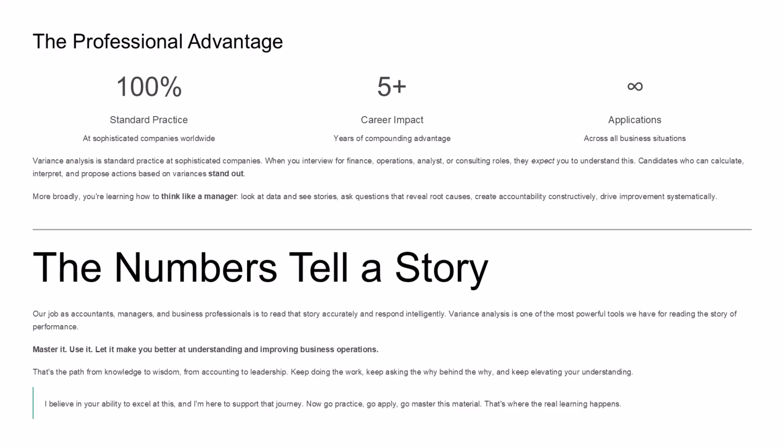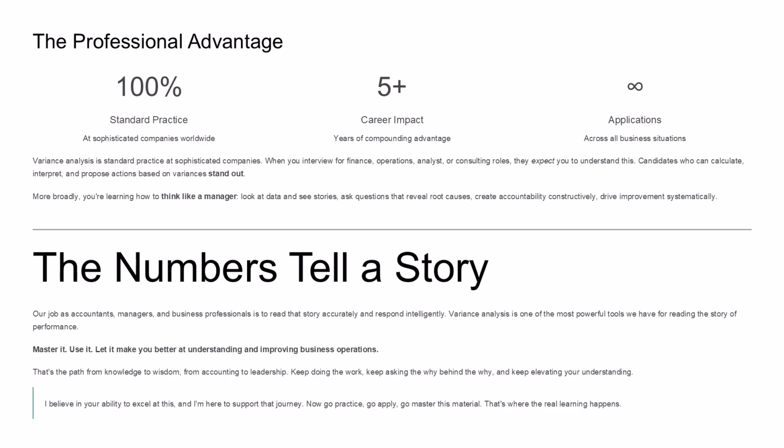More broadly, you're learning how to think like a manager, how to look at data and see stories, how to ask questions that get to root causes, how to create accountability constructively, how to drive improvement systematically. These skills compound over time. In 5 years, you won't remember the specific formula for labor efficiency variance, but you will have internalized the logic of isolating performance dimensions, and that logic will serve you in every business situation you face. That's the deeper gift of studying this material thoroughly.